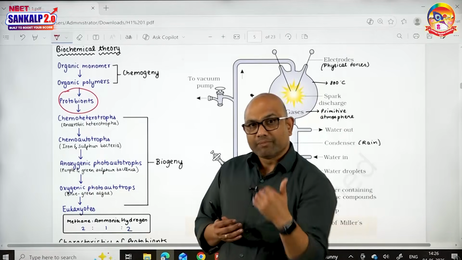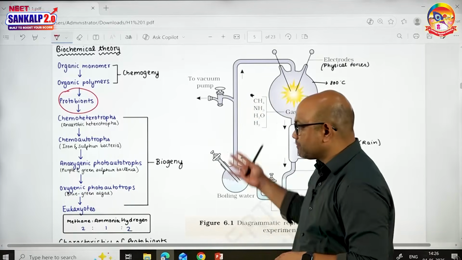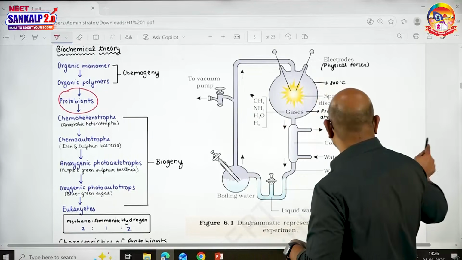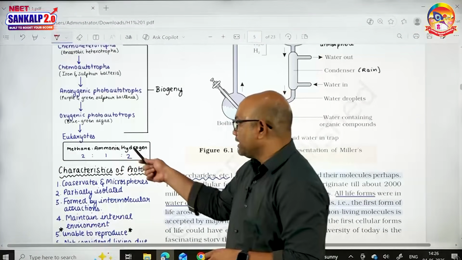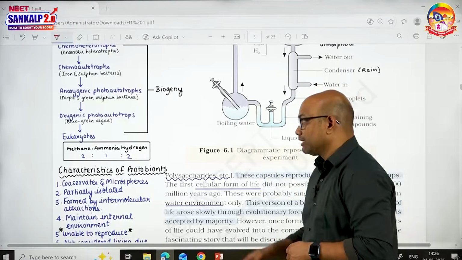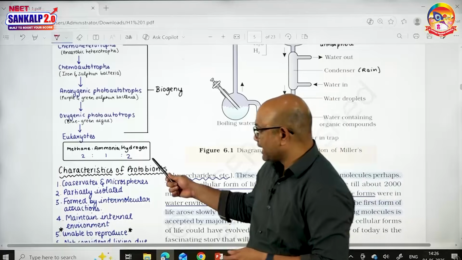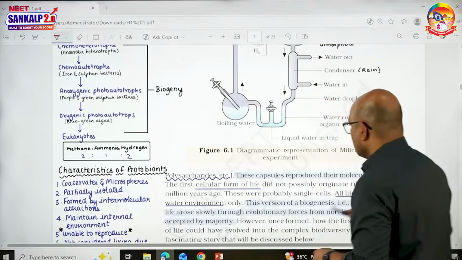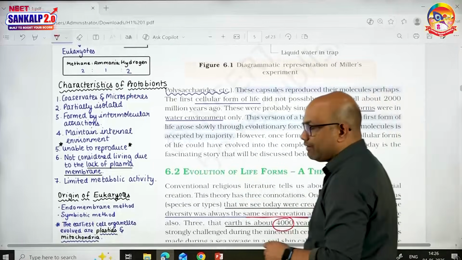See, chemogeny precedes biogeny. Chemogeny is followed by the biogeny. So this is the theory explained by Haldane and Oparin. And what was the composition of methane, ammonia and hydrogen taken in this spark chamber? It is around 2:1:2. Methane 2, ammonia 1 part and hydrogen 2. So, this is about the theory of biochemical evolution.